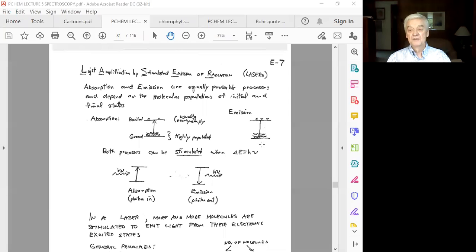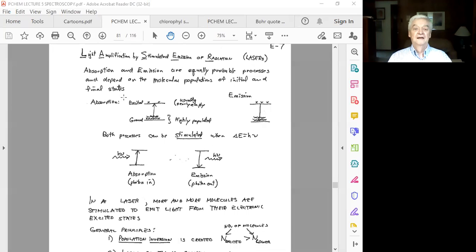Emission is just as probable, but you're not likely to see it much because there are only a few molecules in the upper state, so you'll see very little coming down, and a lot more of that light being absorbed trying to go up. Now, both of these transitions can be stimulated. As always, delta E is equal to h nu.